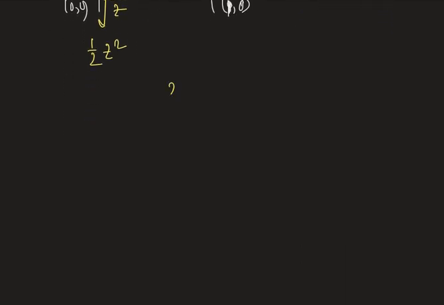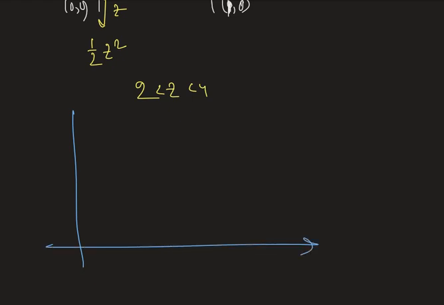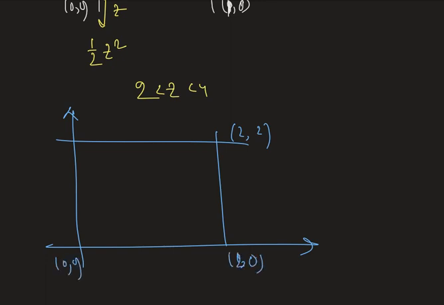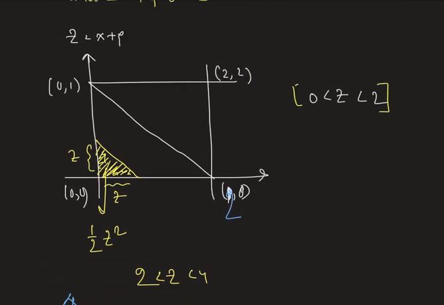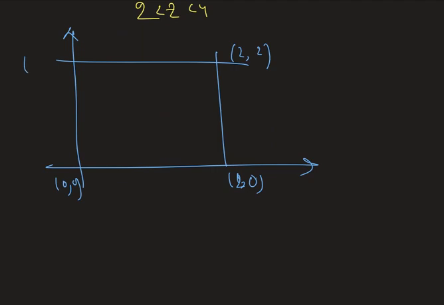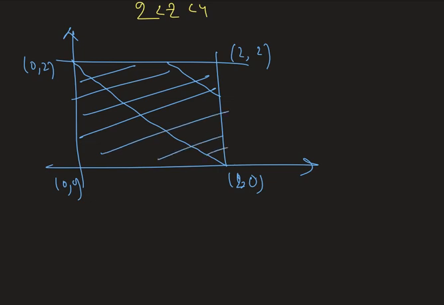And when z is between 2 and 4, the pictorial representation of this portion looks like this. This is (2, 2), this is (0, 0), this is (2, 0), and this is (0, 2). Okay, so our required area is this portion. Now we need to find this coordinate first. The x value of this coordinate must be 2.